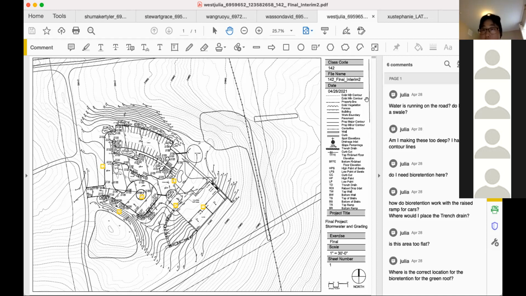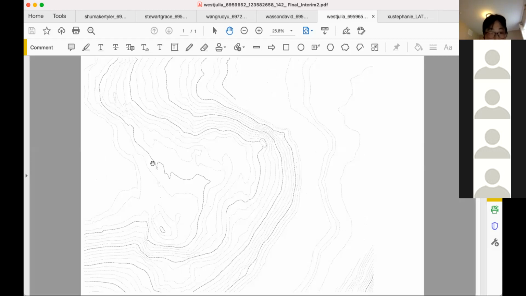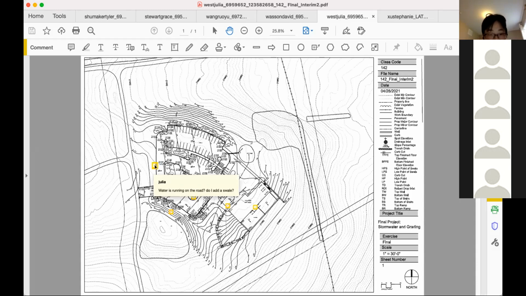Have a few questions here. What is running on the road? And then this one needs a body attention here. Too steep. Work with the race ramp for car. Flat.